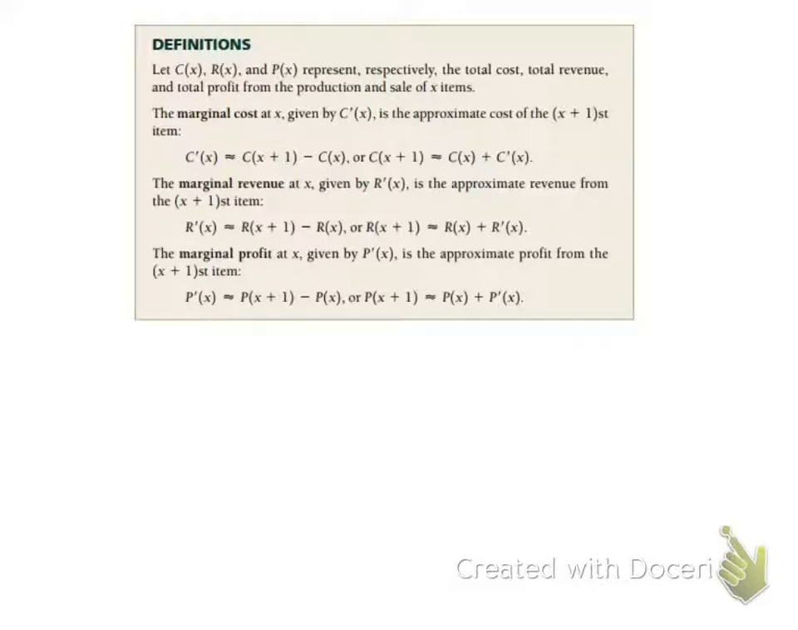So now let's talk about the marginal cost, marginal revenue, and marginal profit. So say we have X items, and then we're interested in the cost, revenue, or profit for the X plus 1 item. So then we can approximate, say, the cost of the X plus 1 item by the cost of X plus the marginal at X. And that same thing works for the revenue and for the profit.